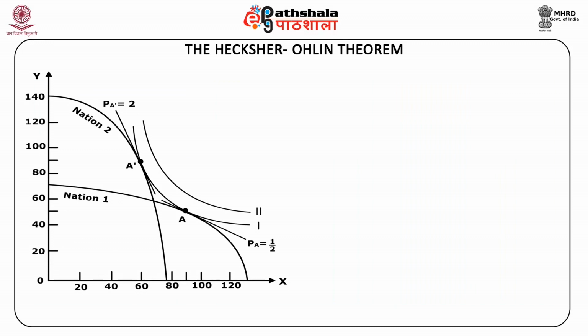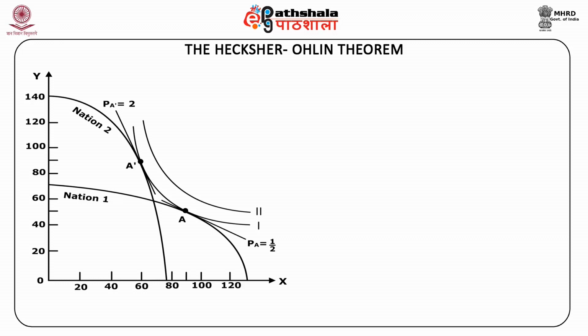In the diagram, we have the production possibility frontier of the two countries. Commodity X is represented on the x-axis and commodity Y is represented on the y-axis. The PPF for nation 2 is skewed towards commodity Y, which is the labor-intensive commodity, and the PPF for nation 1 is skewed towards commodity X. Since tastes are assumed to be the same in both nations, the preferences of consumers can be represented by a single IC. The same IC1 is tangent to the PPF of both nations at point A and point A dash respectively.